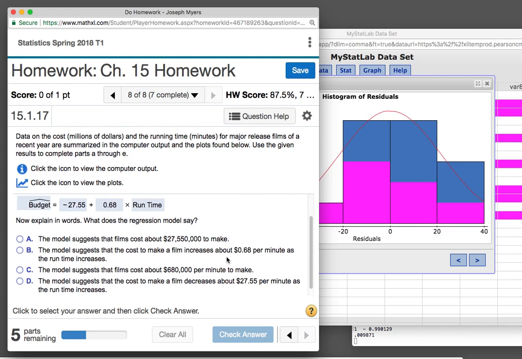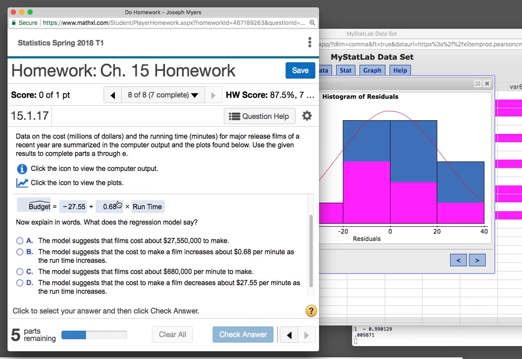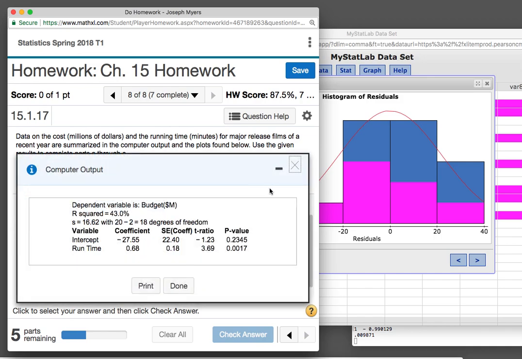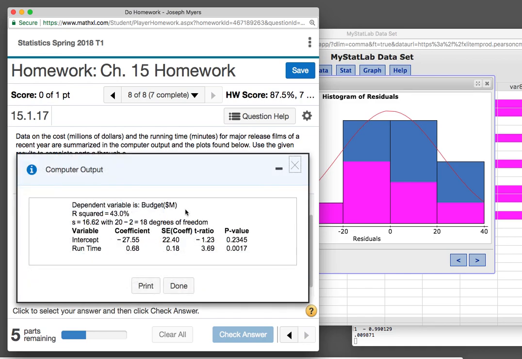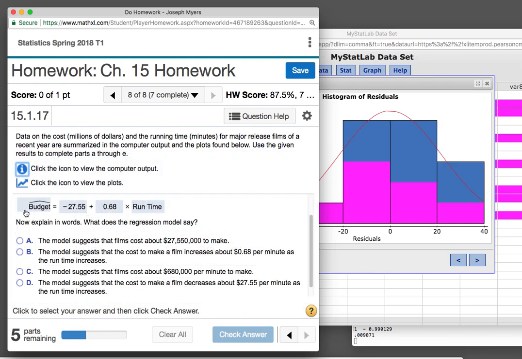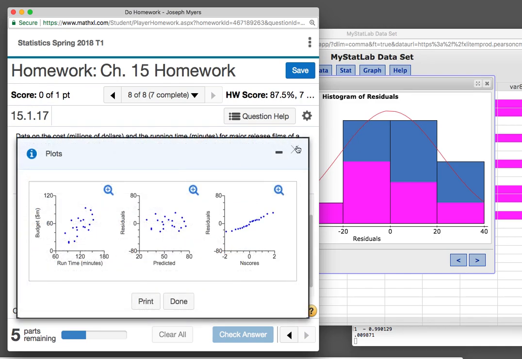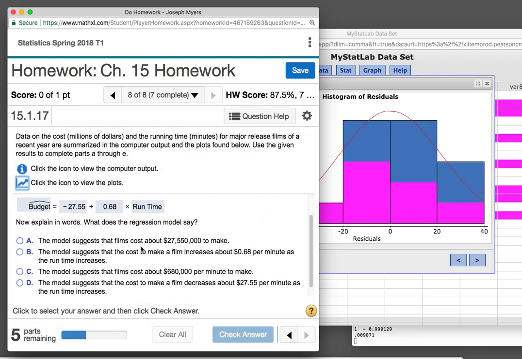It suggests that millions, that's in millions of dollars. So it takes $0.68 more million approximately for every unit of runtime, and I'm assuming it's probably a minute of runtime. Probably a minute, it doesn't really say. Yeah, minutes. Okay. So that costs about 0.68 million, which is 680,000 per minute. That's right.